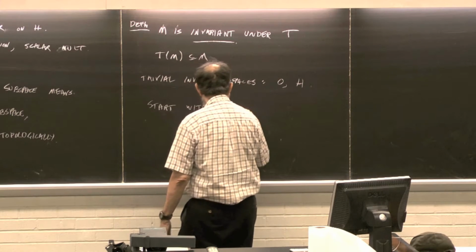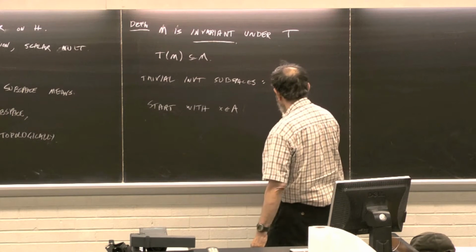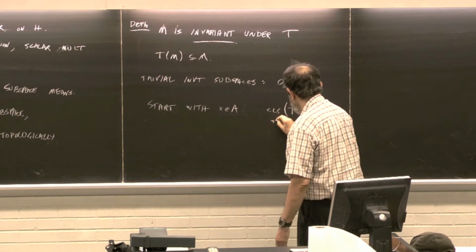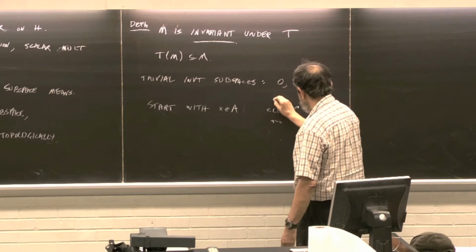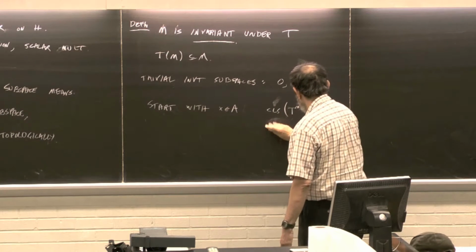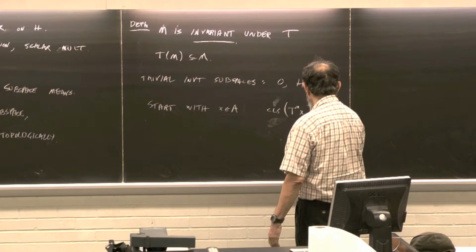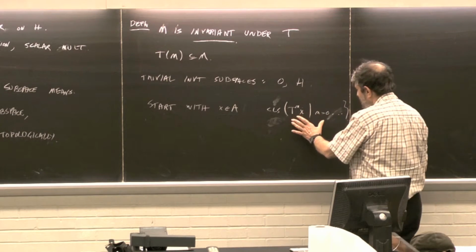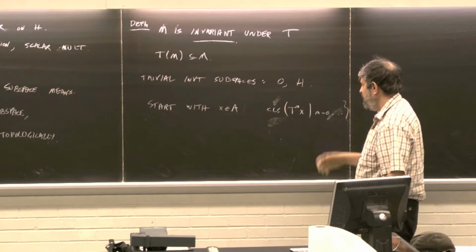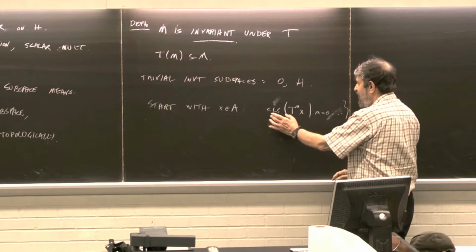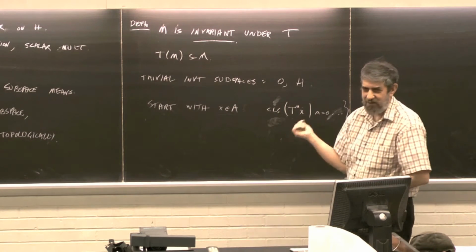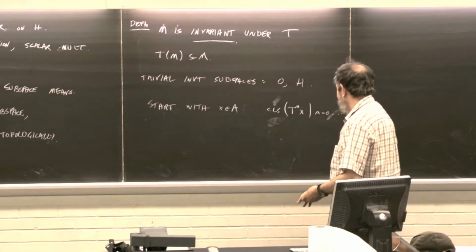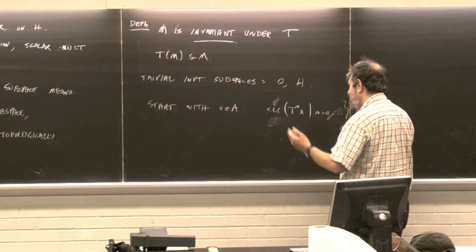in the space, and then you can look at the closed linear span of all the powers of T applied to x, that is, T to the n x for n equals 0 to infinity. So this is going to be a subspace of H. It's closed because we made it closed. It's linear because we made it linear. All right, so maybe the talk is over.